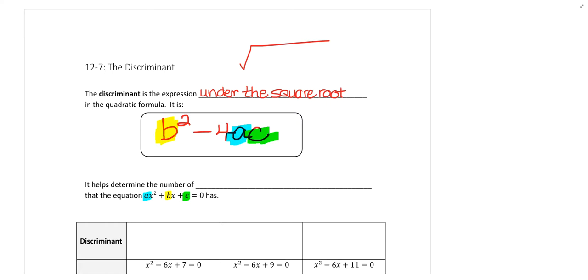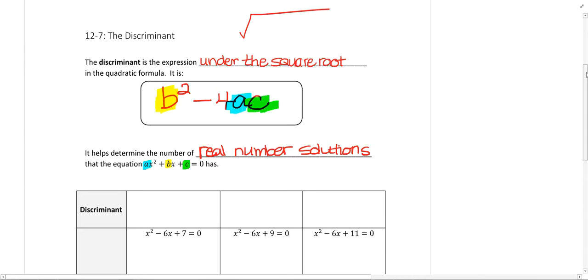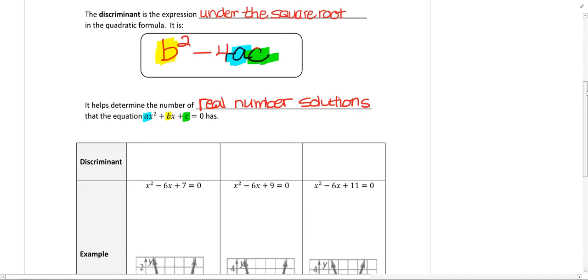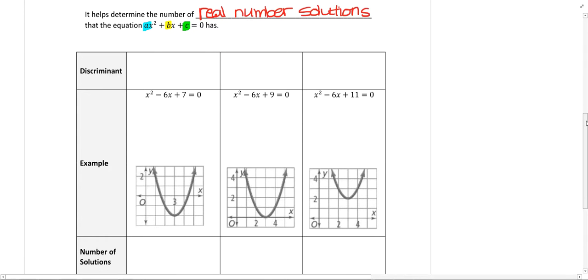So what does it help us do? It helps us determine the number of real number solutions that the equation ax squared plus bx plus c equals 0 has, also known as the roots. And if we're talking about the function, then we're talking about the number of zeros, the number that are real. So now that we've talked about imaginary solutions, we can see how these apply. When you're solving a quadratic equation and you get imaginary answers, it's because the discriminant would have told you that.